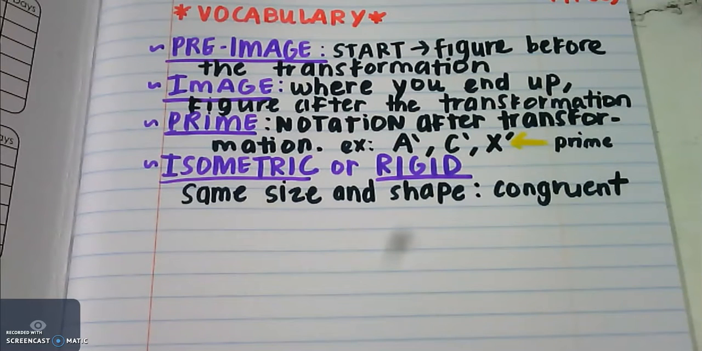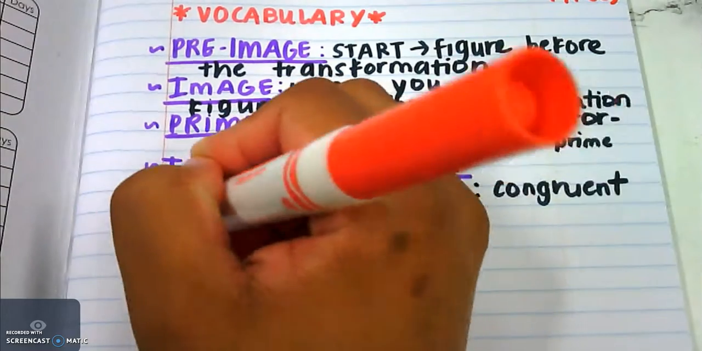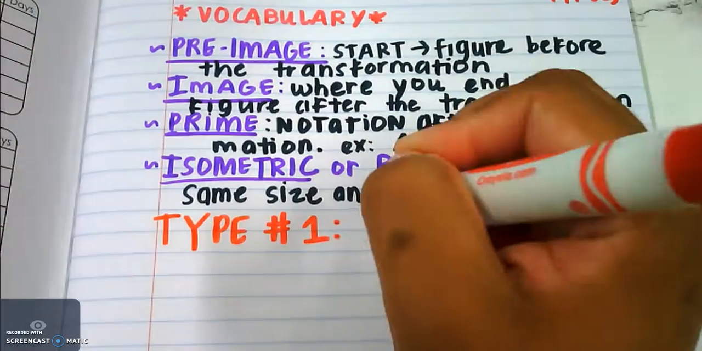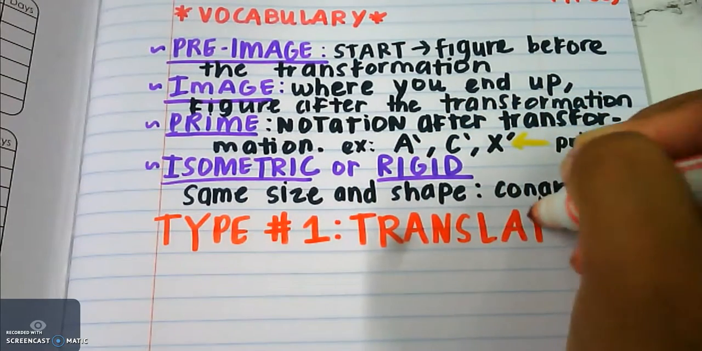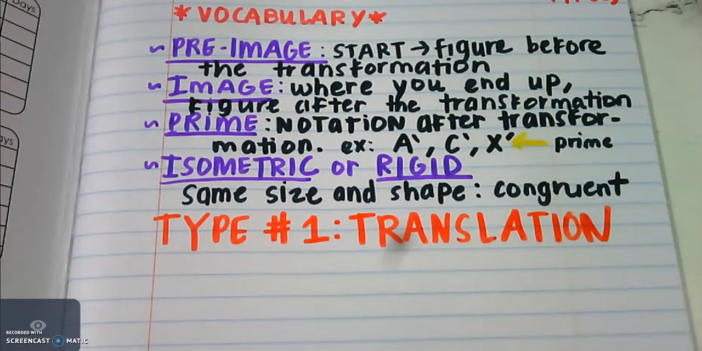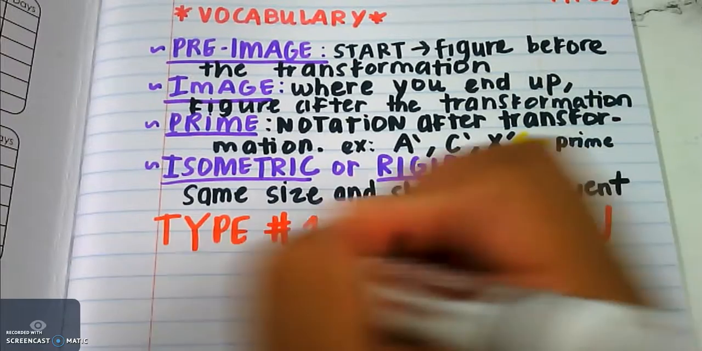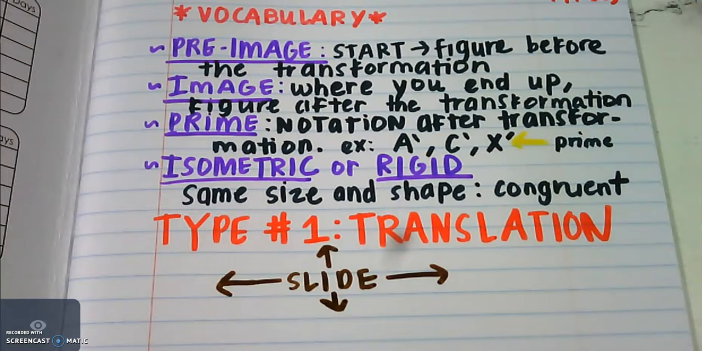So that brings me to the first type of our transformation. Type number 1. And that is translation. Translation, we like to think of the word slide. We can go left, we can go right, up, or down. Translation does not change the size or the shape, it just moves the figure.